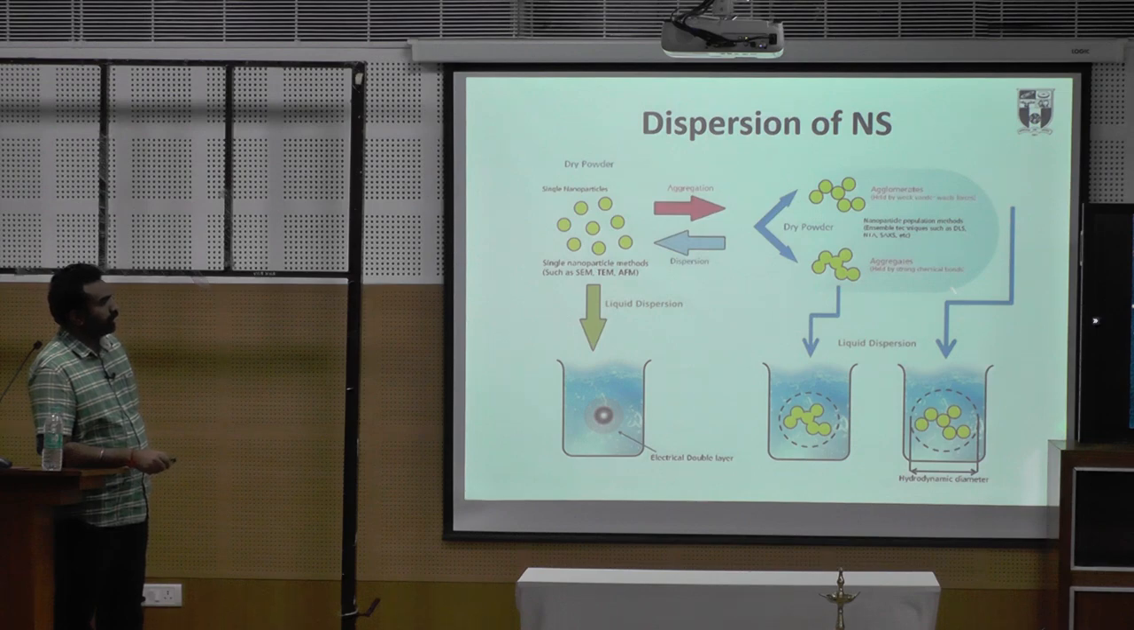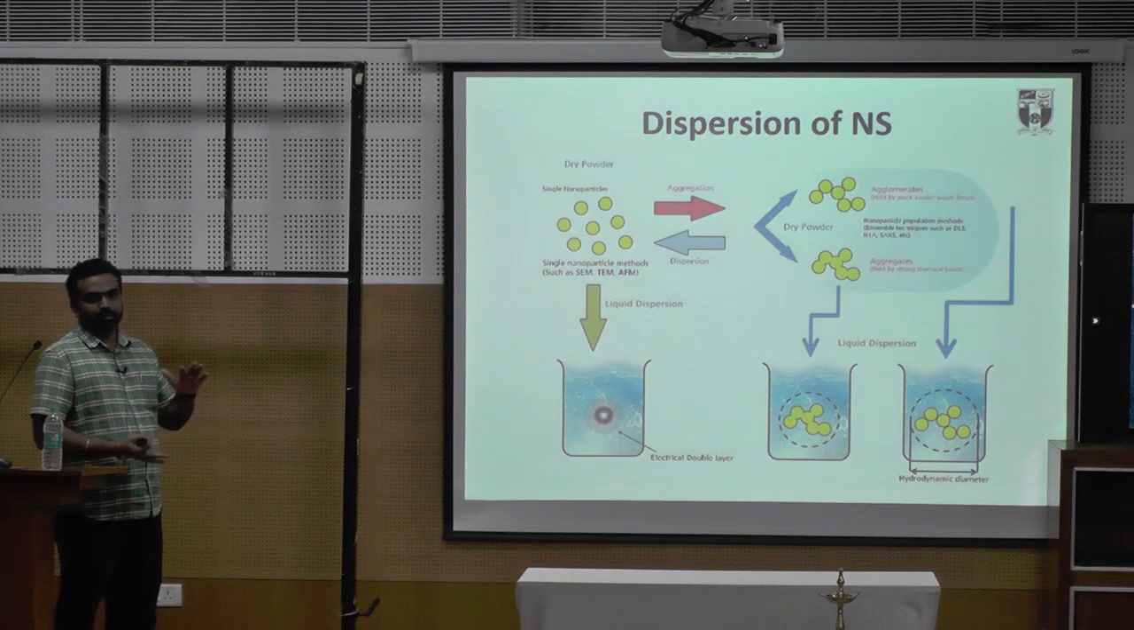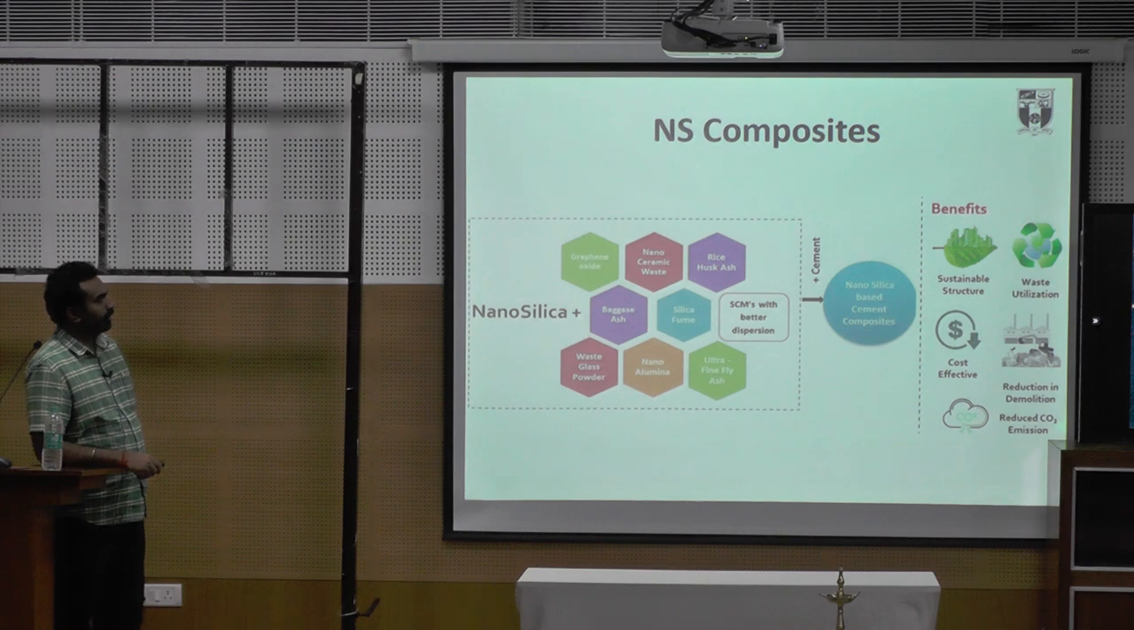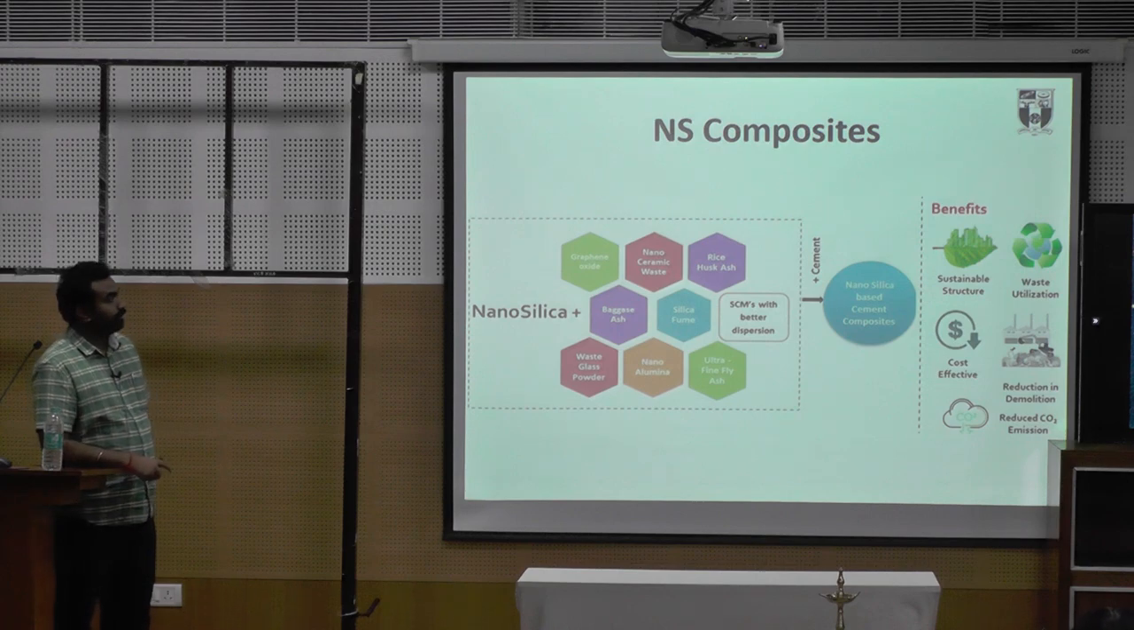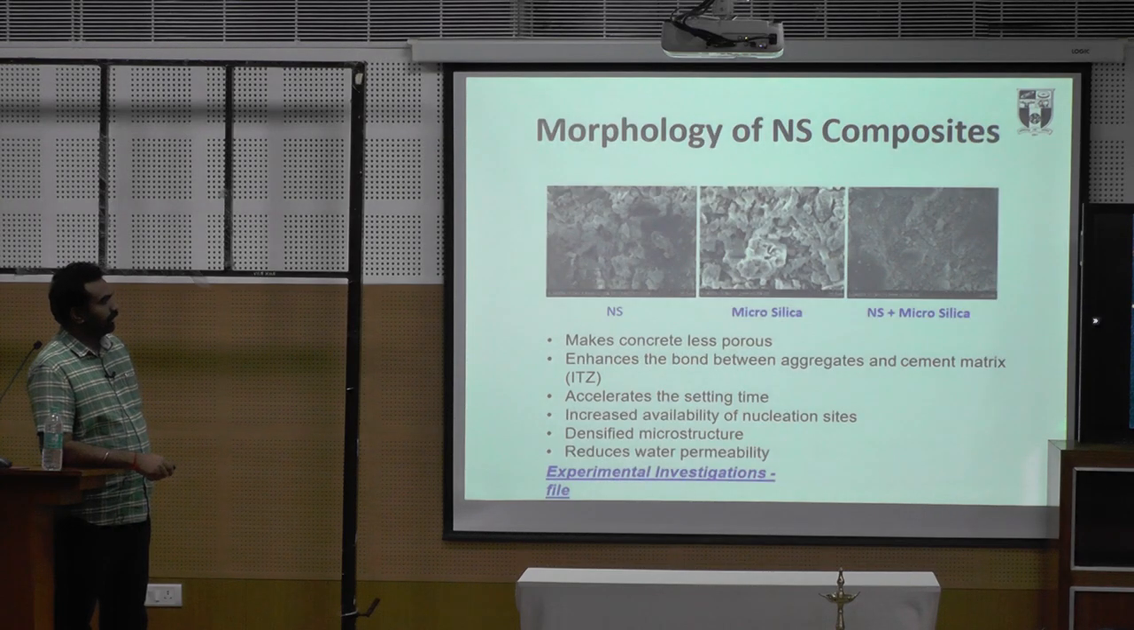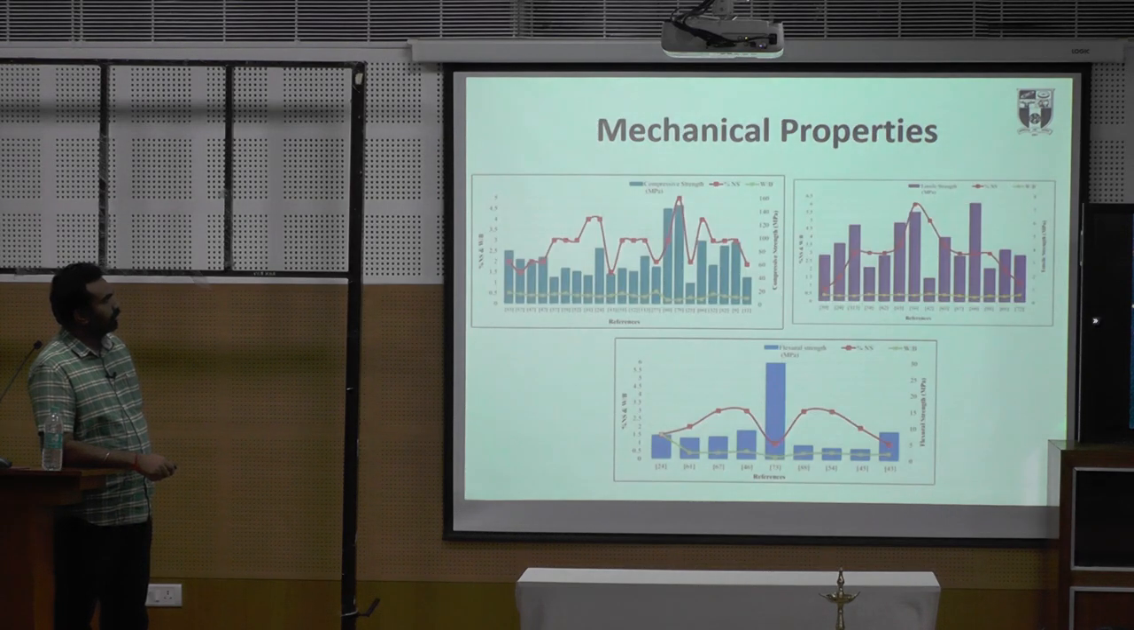Once the dispersion is carried out properly and there is sufficient dispersed material available, it is easily transported for the production of your cement. So the major thing is the utilization of waste material. We have a plan of using the nanosilica with the CND waste. Currently we are working on construction and demolition waste also.